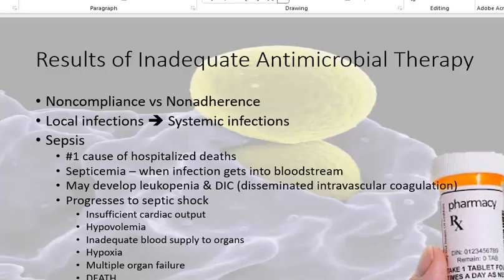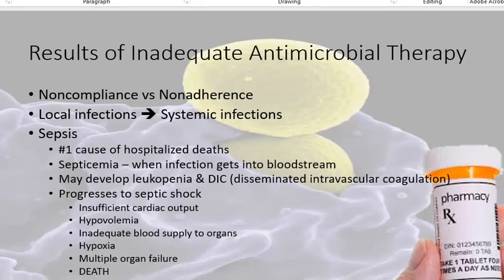Results of inadequate antimicrobial therapy. Problems resulting from inadequate antimicrobial therapy can range from a variety of issues: non-compliance, which is deliberate failure to take the medicine; non-adherence, which is accidental failure to take the medicine; incorrect medication or inadequate dosing can contribute to MDRO, which is the multi-drug resistant organisms.